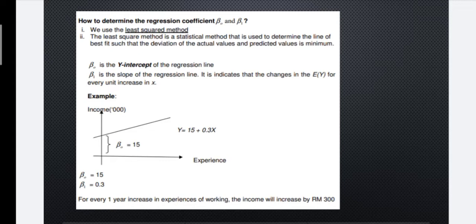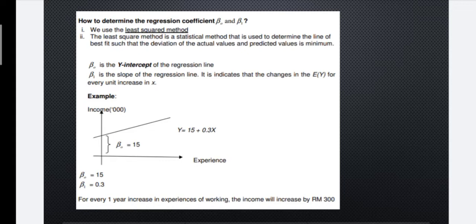So how to determine the regression coefficients beta naught and beta 1? So we will use the OLS method tadi untuk estimate the parameters, OLS, ordinary least square method, untuk estimate the parameters beta naught and beta 1. Okay, the least square method tadi, OLS, adalah statistical method that is used to determine the line of best fit. Kita nak create the regression equation tadi gunakan OLS method such that the deviation of the actual values and predicted values is minimum. So dia punya deviation di antara y dengan y hat adalah minimum.